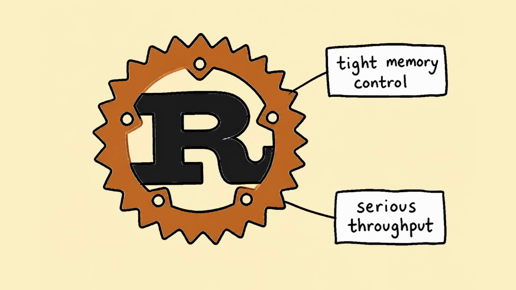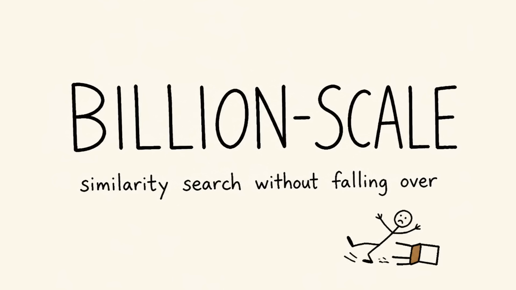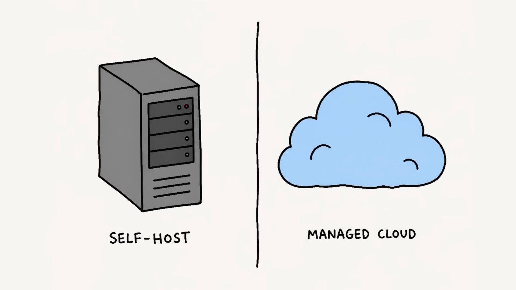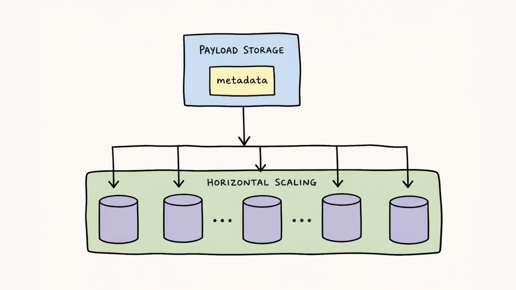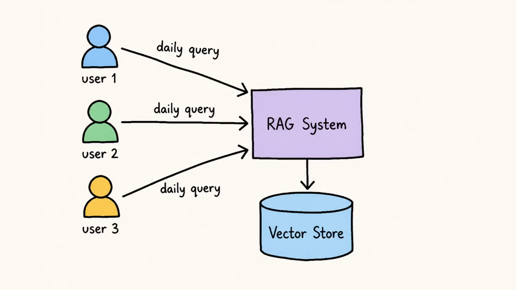And the Rust thing isn't a vanity detail, right? It means tight memory control and serious throughput, which is why it handles billion-scale similarity search without just falling over. You can self-host it or use their managed cloud, and it does the stuff production actually needs: filtering search by metadata, so you can say, give me the nearest vectors but only from this user's documents, payload storage, horizontal scaling. It's the vector store under a ton of RAG systems people use every day without even knowing the name.